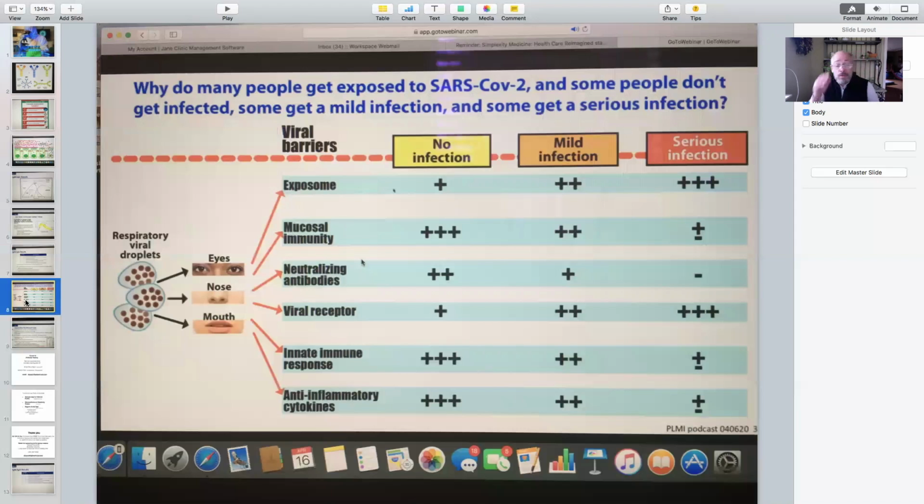All right, this slide I think is also very helpful because now we're going to talk about why do so many people get exposed to this virus, and some people don't get infected or have mild infections, and some get really serious infections. Right, no infection, mild to serious. All right, this is really, I think, empowering.